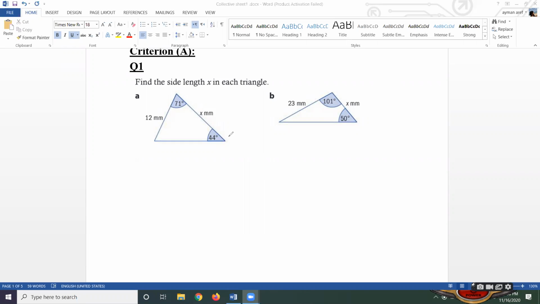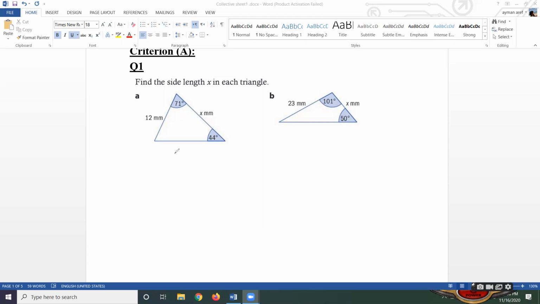First of all, here we have the first question: find the side length x in each triangle, which is triangle A and B. Here we need to find out the length of x. Based on trigonometric ratios, we have three rules, which is SOH, CAH, TOA. Then we will use them to find the right answer.